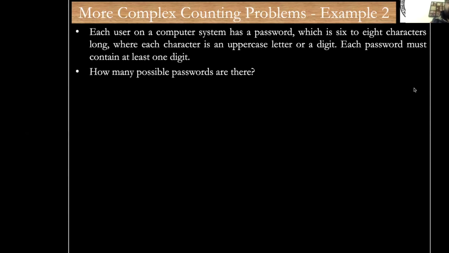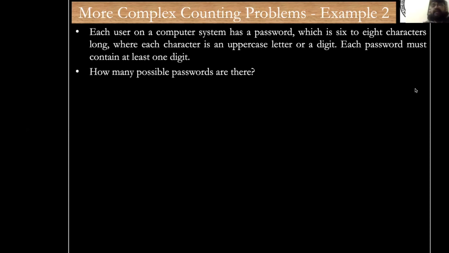Each user on a computer system has a password which is 6 to 8 characters long. Okay, 6 to 8 means it can be 6 or 7 or 8, where each character is an uppercase letter or digit. Each password must contain at least one digit. How many possible passwords are there? This is slightly tricky. Let's do the easier part first and the harder one afterward.